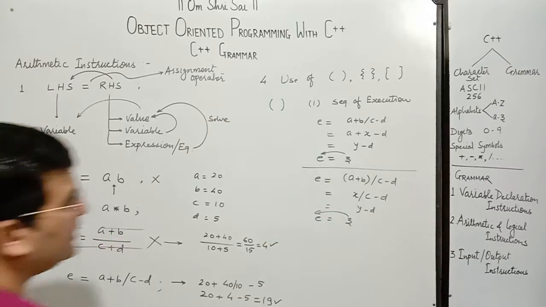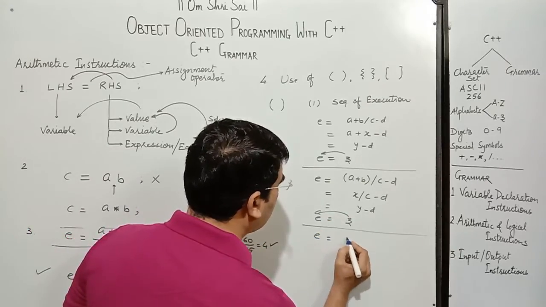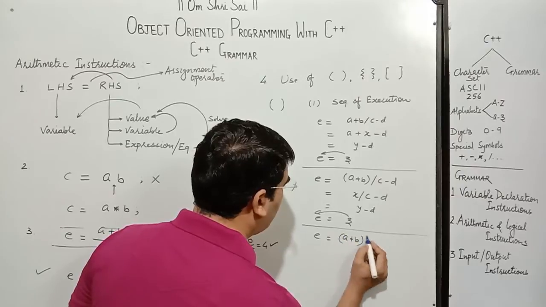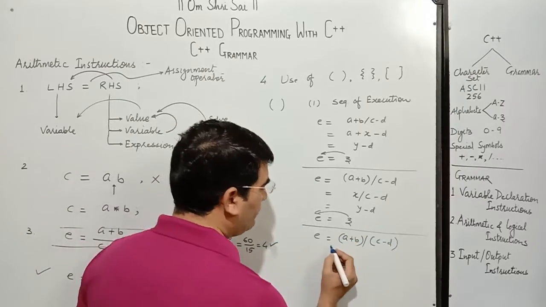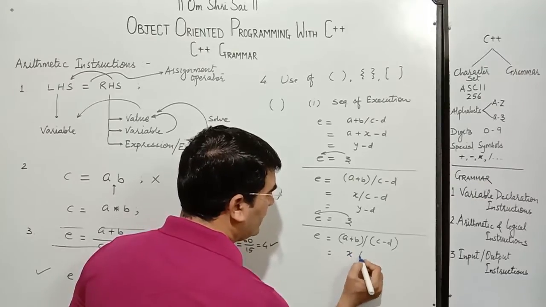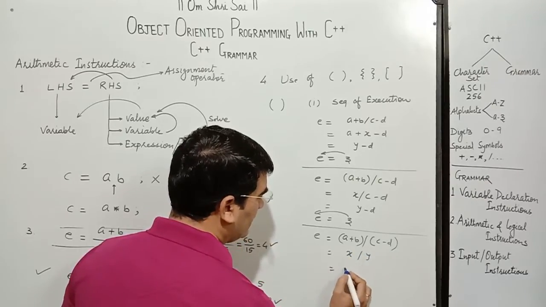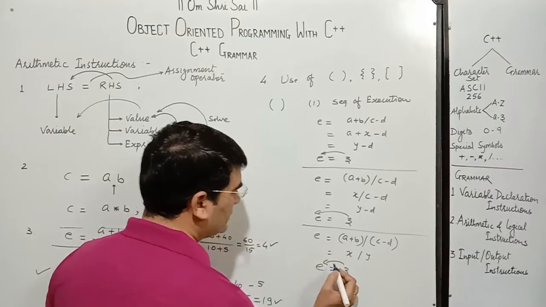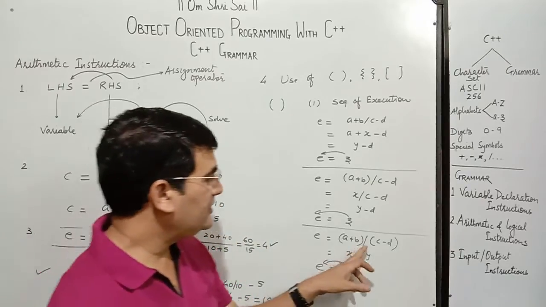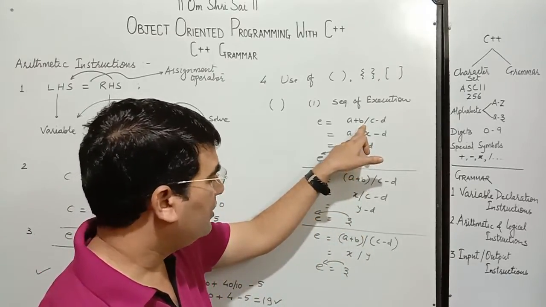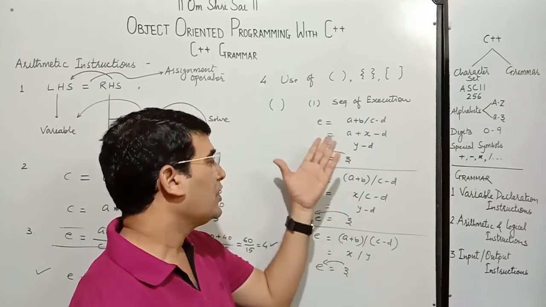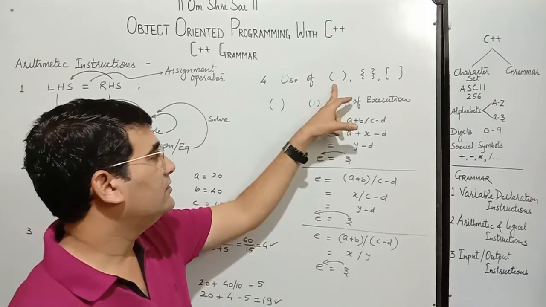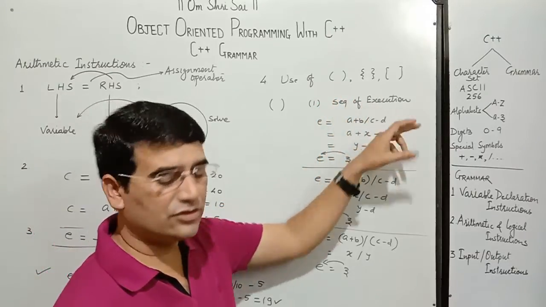Now take the third case. If I write E is equal to A plus B divided by C minus D. In that case, first of all, A plus B will be solved, quantity X is obtained, then the quantity Y will be obtained, and then the quantity Z, and it will be assigned to E. The division that was being solved first is now solved last because of the use of brackets. And that is the use of parenthesis, that is to decide the sequence of execution.